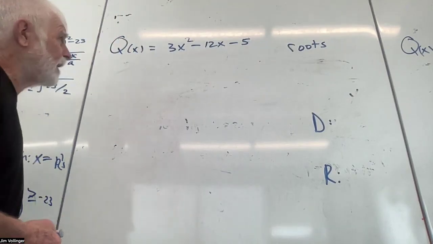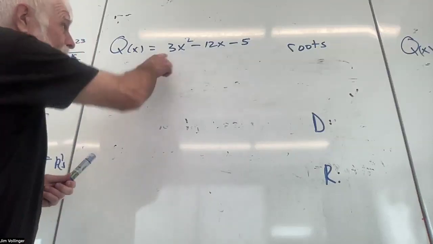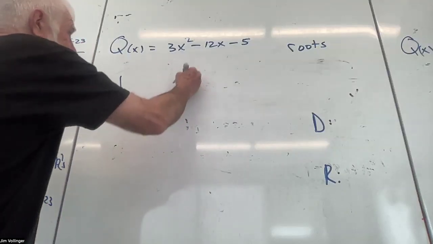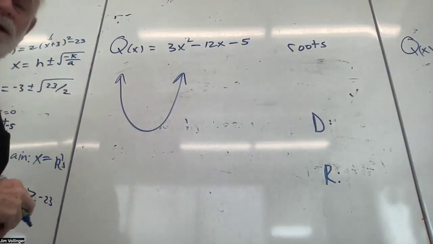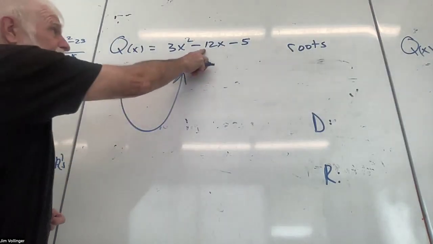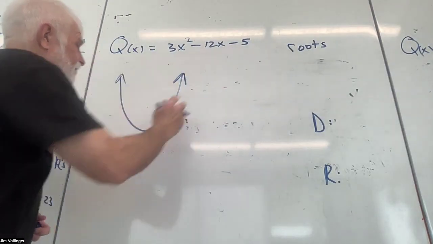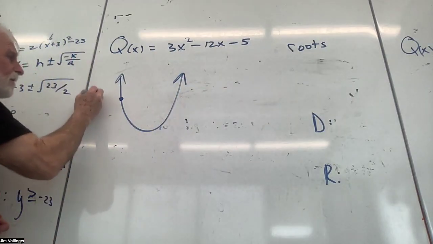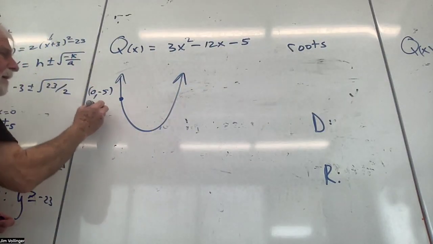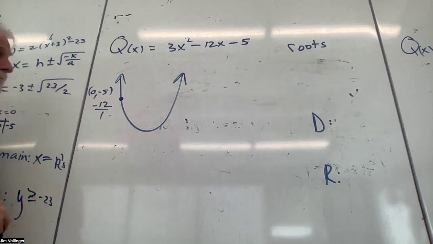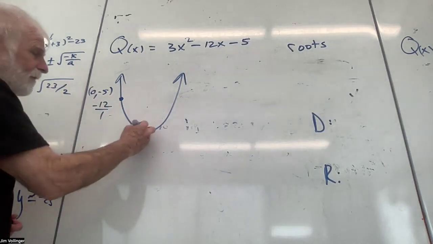All right, so what do I have? Cup shape up. What side is my y-intercept on? The downside. And I'm at -5 again. So 0 gets me -5, and I'm going down at 12 to 1. That means this is a positive x.